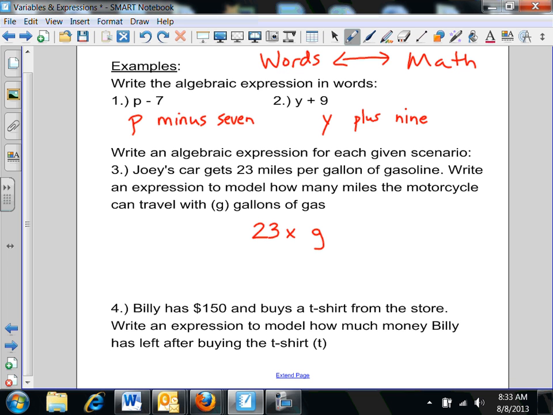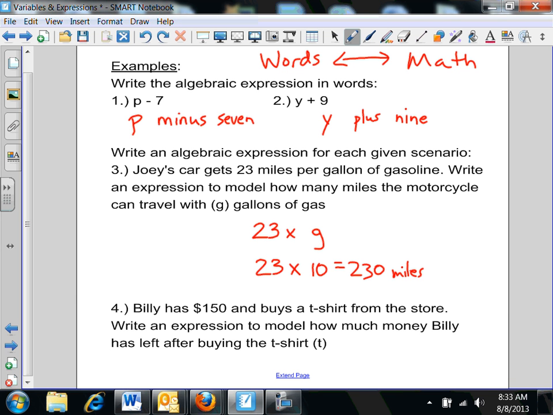An example, which is not asked of you in the problem, but if you had 10 gallons of gas and you could drive 23 miles per gallon, you would do 23 times 10, because you have 10 gallons of gas, and that will be equal to 230 miles that you would drive on 10 gallons of gas.